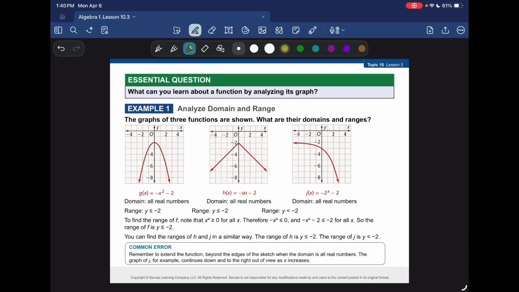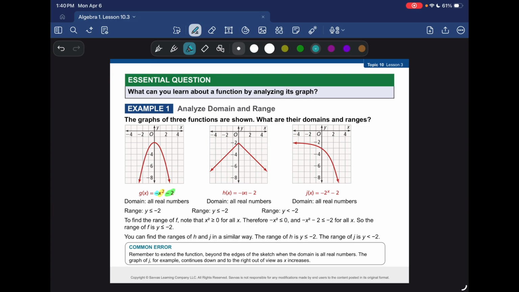We have a quadratic term. If we're looking at the constant, we know that this is shifted down 2, and we also have this negative out in front of the quadratic term. So it should be reflected, which it is. It's reflected over the x-axis and then moved down 2 units.